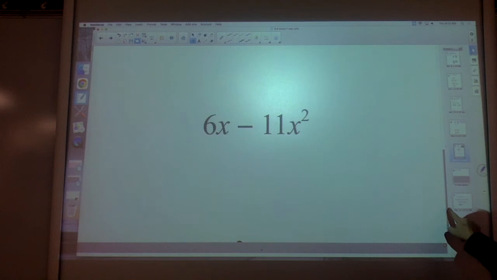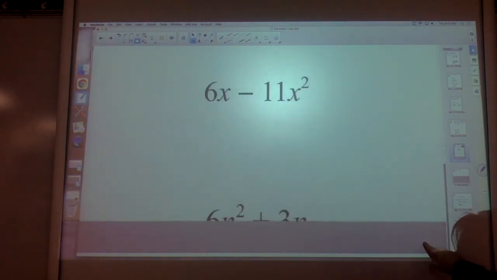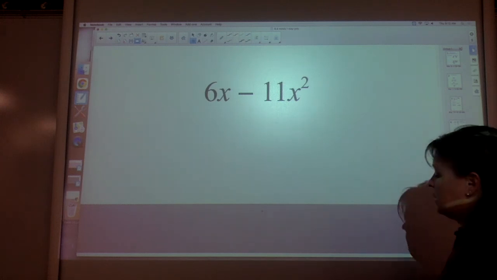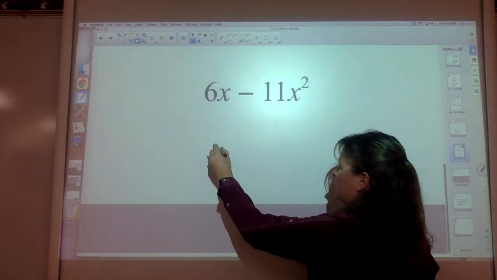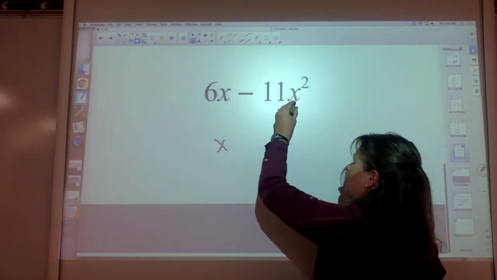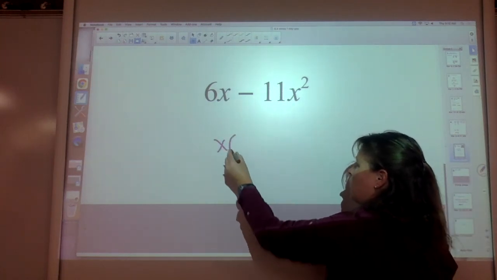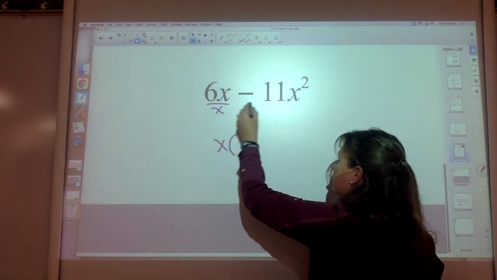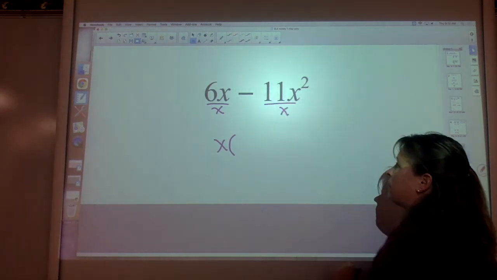Last couple. What does this one look like? You've got 6x minus 11x squared, and you're looking at 6 and 11, you're like, those don't have anything in common. No, they don't. But there's no number in common. There still is a variable that they have in common. They both share an x. You've got an x there, you've got 2 x's there. They can share 1 x. Always take the smallest amount. So both of these are going to get divided by x.